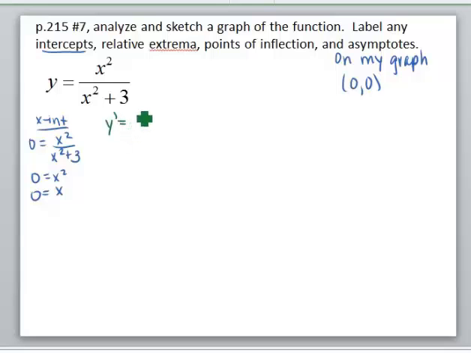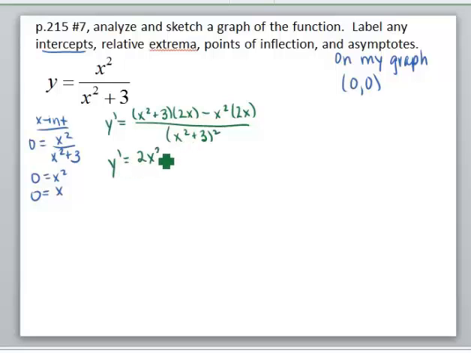I have to use a quotient rule: bottom times the derivative of the top minus the top times the derivative of the bottom, all over bottom squared. This ends up giving me 2x cubed plus 6x minus 2x cubed, all over (x squared plus 3) quantity squared. Those cancel, and I'm left with 6x over (x squared plus 3) quantity squared.